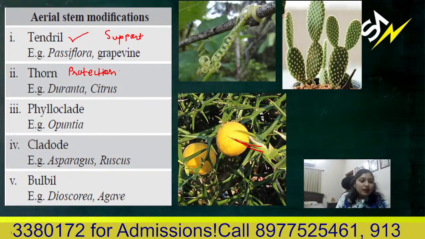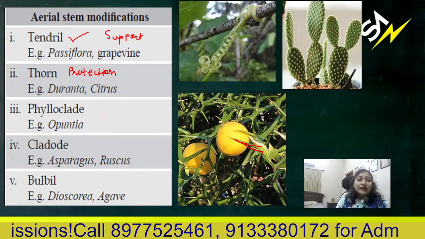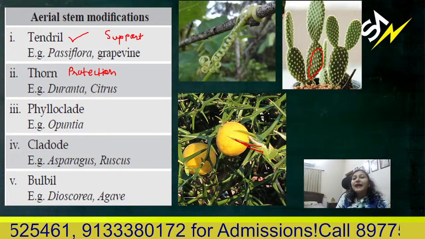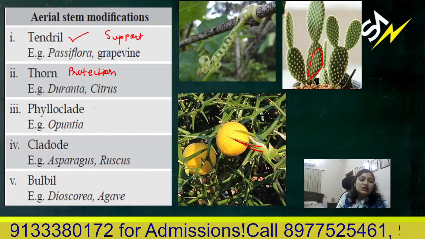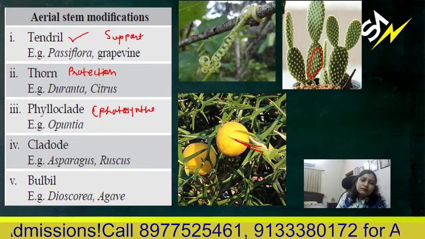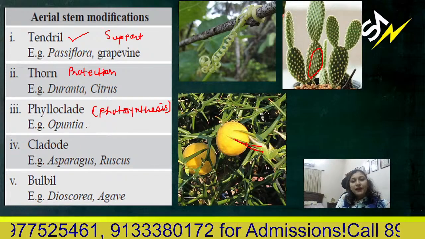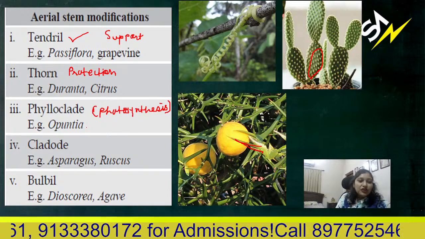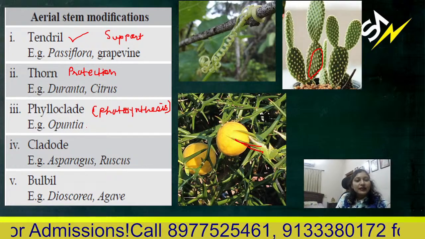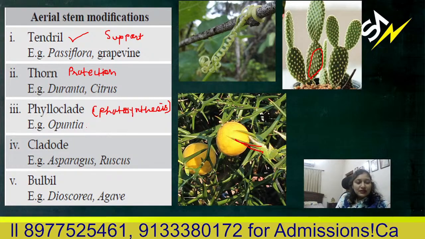Then phylloclade. Phylloclade, guys, the complete stem becomes green and flattened to carry out photosynthesis. In cladode, it is also for photosynthesis. Some part of the stem or some branches of the stem are modified and become green with chlorophyll, and they can carry out additional photosynthesis. That is called cladode. And bulbil, you can see bulbil in the case of agave.